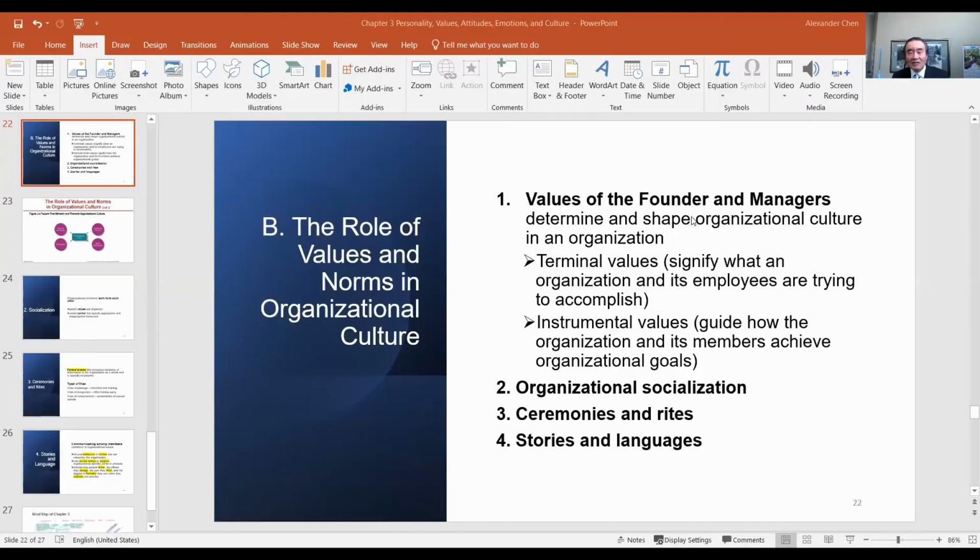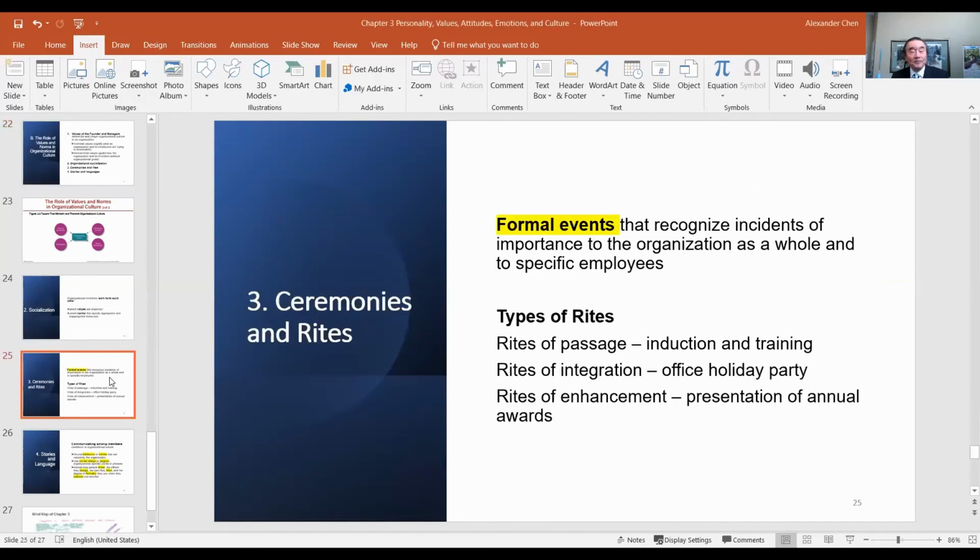So a lot of the values of the founders or the top managers really affect the company culture. You have to know the founder and the top manager or CEO have a lot of influence on that. The second one is the socialization process.